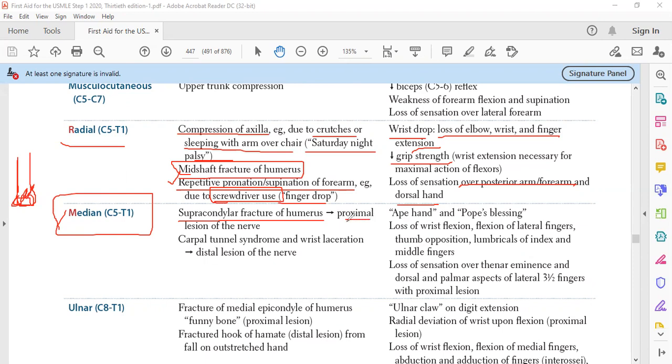So it will cause a proximal lesion of the nerve. There is a supracondylar fracture of the humerus, which is a proximal lesion of the nerve. And then there are carpal tunnel syndrome and wrist laceration, which cause a distal lesion of the nerve. So number one is carpal tunnel syndrome, where it will be compressed in the carpal tunnel. Then there is wrist laceration. And the third thing is the distal lesion of the nerve.